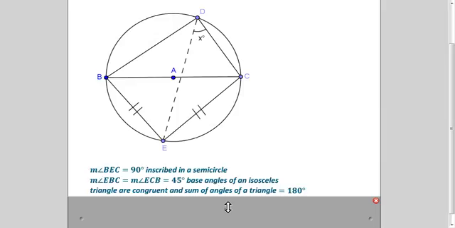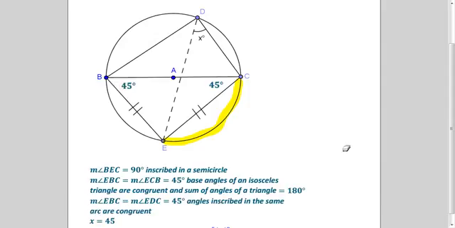And how does that help us? Well, angle EDC, which has measure x degrees, intercepts arc EC. And we know it's going to be the same as any inscribed angle that intercepts the same arc. But we know that our 45-degree angle over here intercepts that arc and it's inscribed. So we know that x must also be 45.